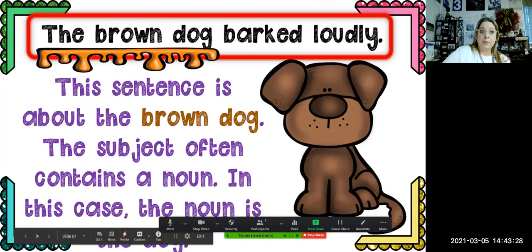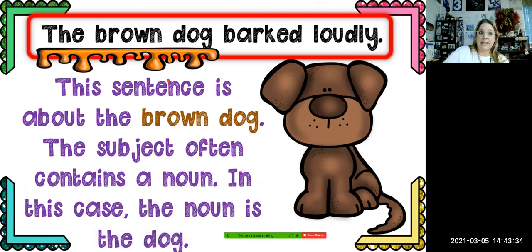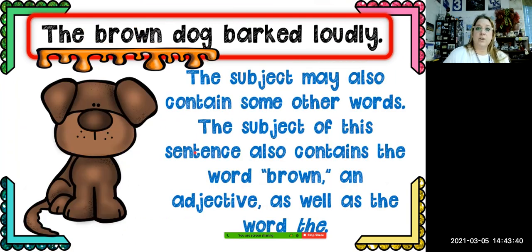Yeah, it's about the brown dog. The sentence is about the brown dog. So the subject often contains the noun, and in this case, the noun is the dog. The subject may also contain some other words, like the word brown, which is an adjective, and the word the, which starts the sentence.